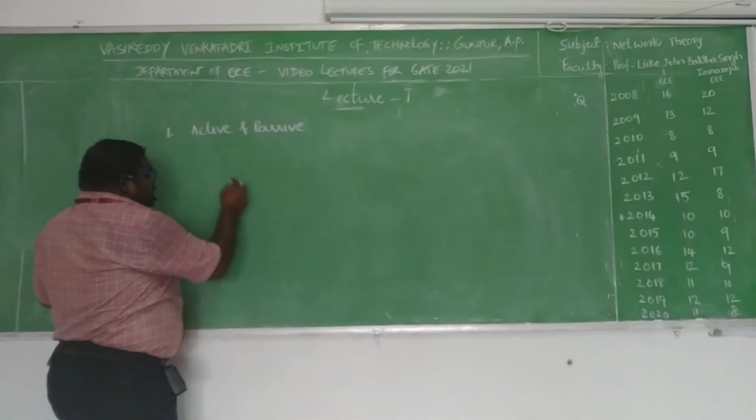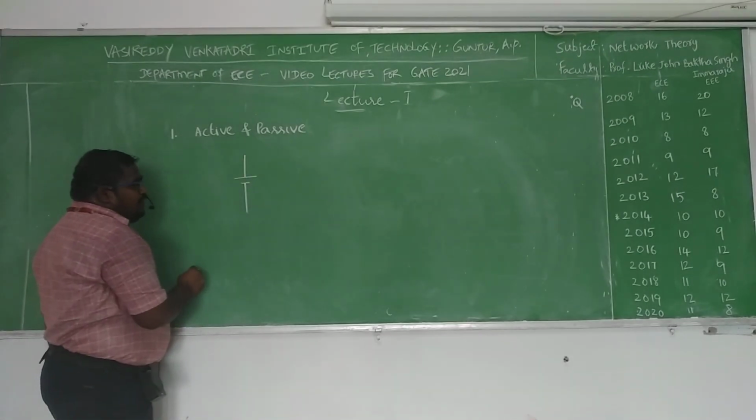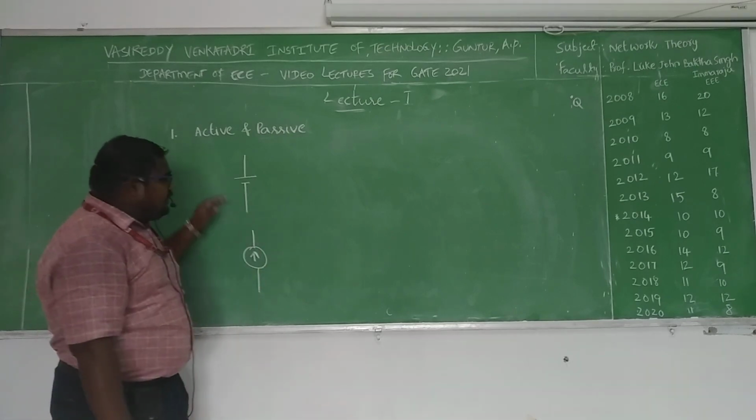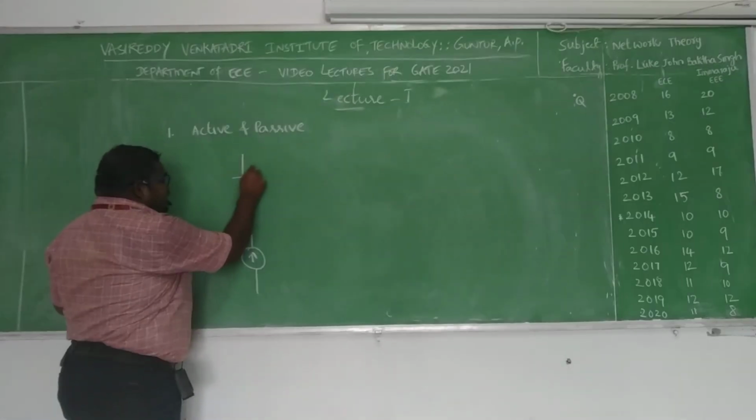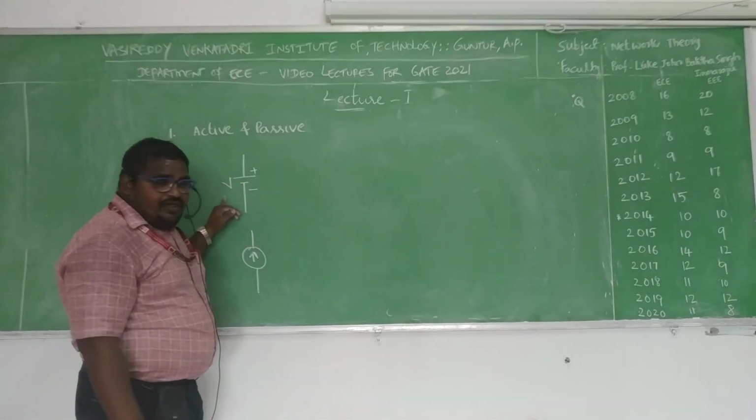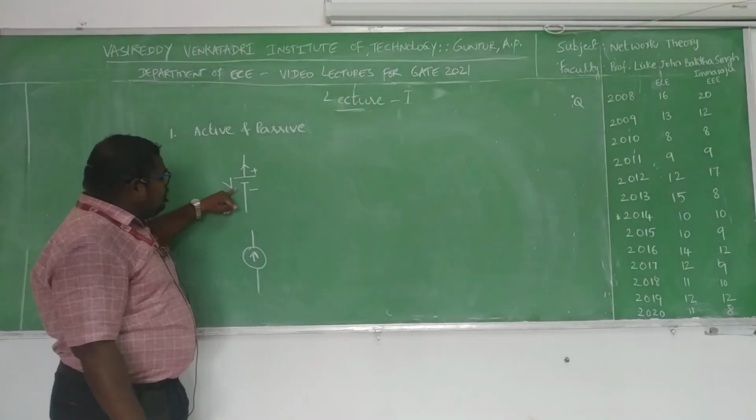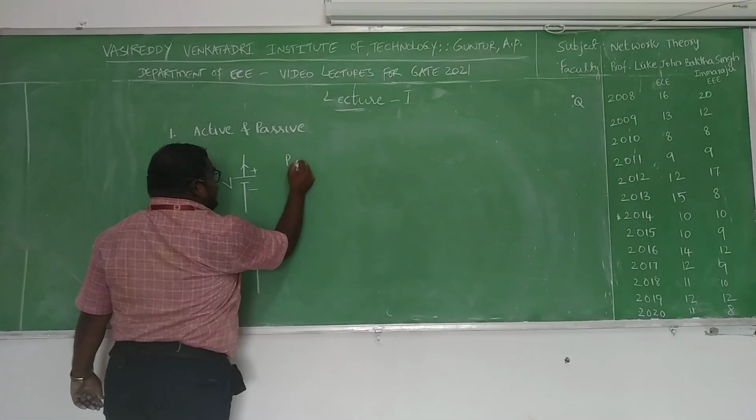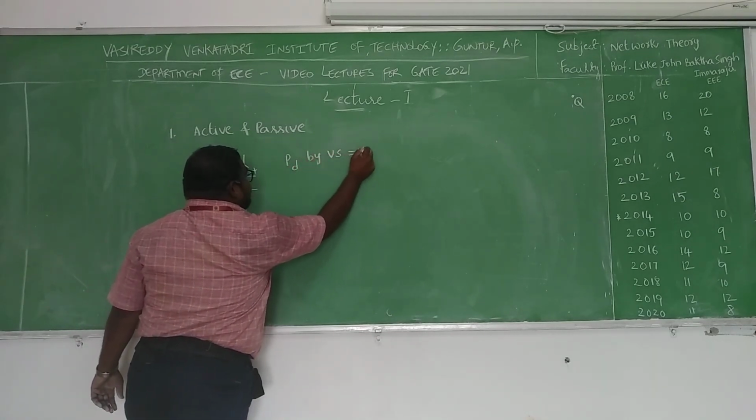So the voltage source is represented in this fashion, V, and the current source is represented like this. Suppose the voltage source terminals are minus and positive, and the voltage of the voltage source is V. When current passes through the voltage source in this fashion, we consider this voltage source to be delivering power. That means power delivered by the voltage source is equal to V into I.